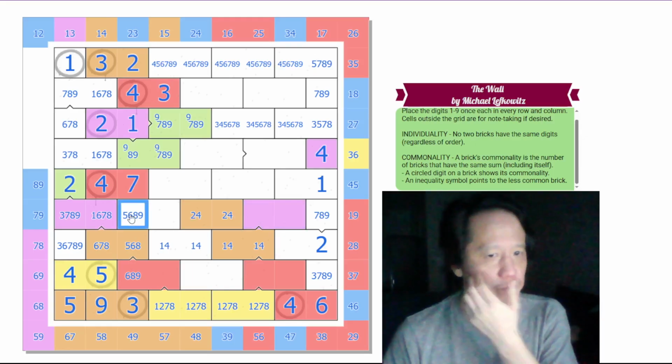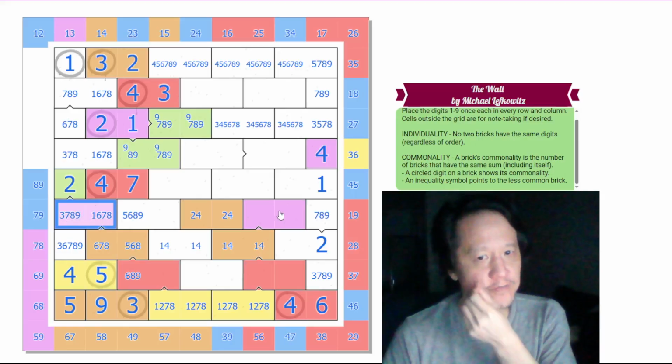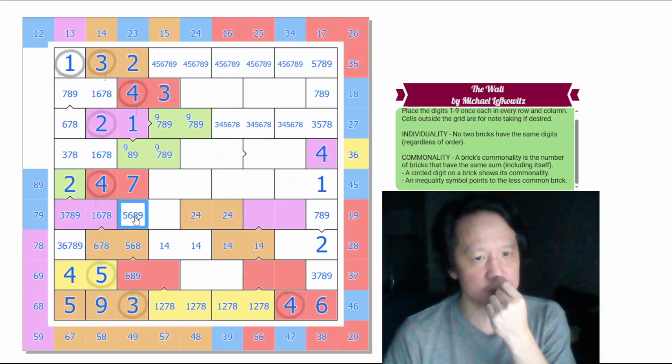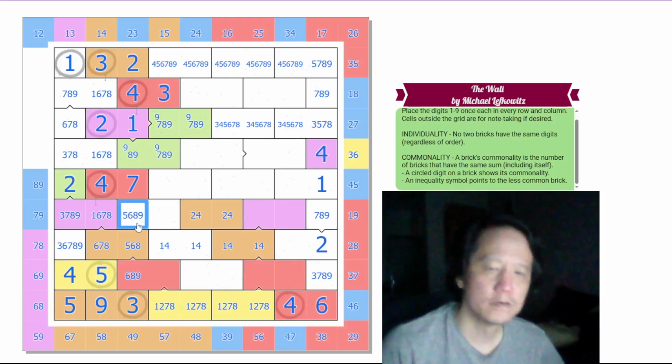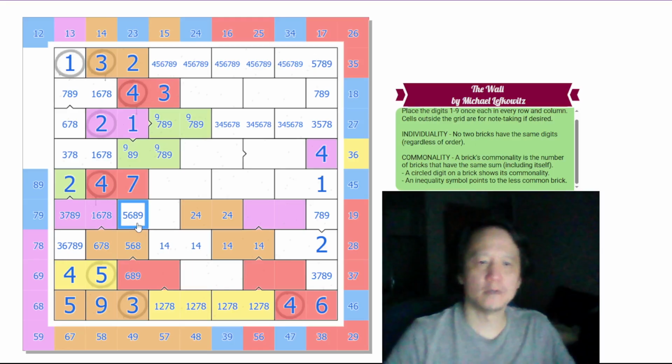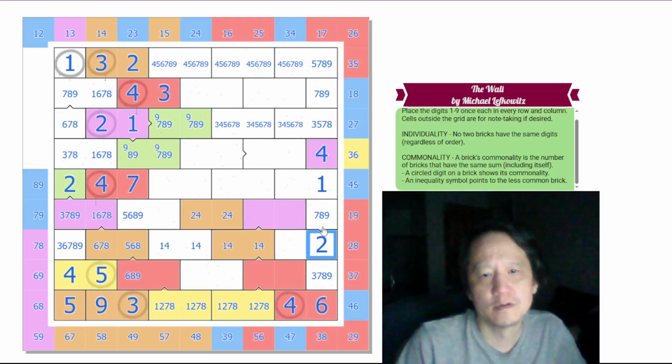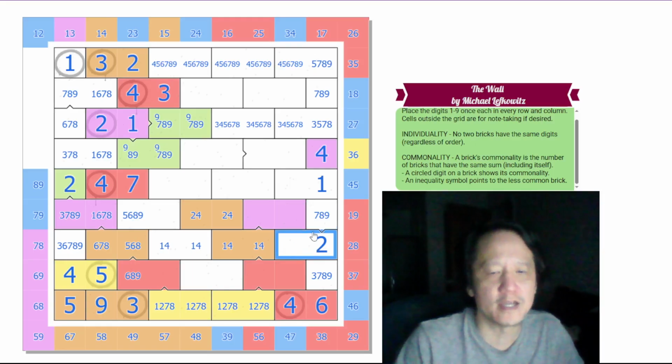Again, so pink. If we try to have 5, 6, 7, 8, 9, so 5, 9, and 6, 8 doesn't work because of this. We already have 2 digits here that have to be 5 through 9. Why can't this be 3? Actually, oh, because 3 has to be greater than the 2, and 3 has only a commonality of 2.